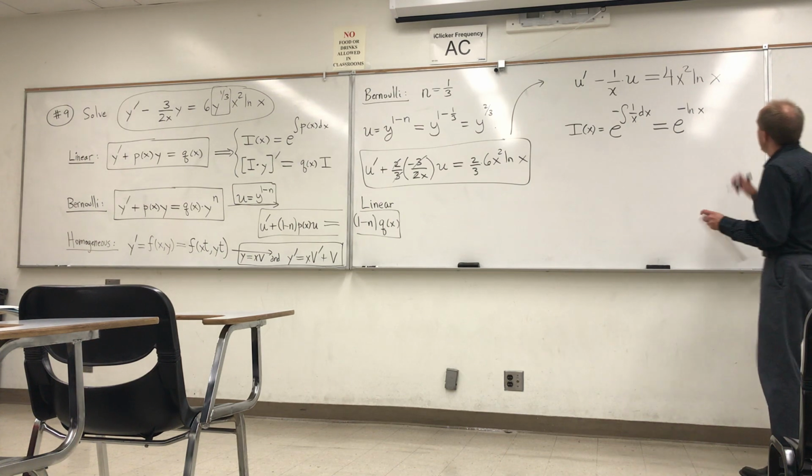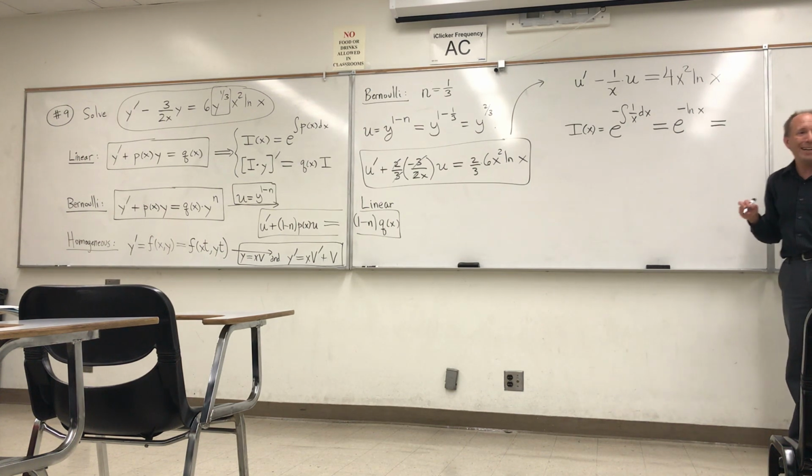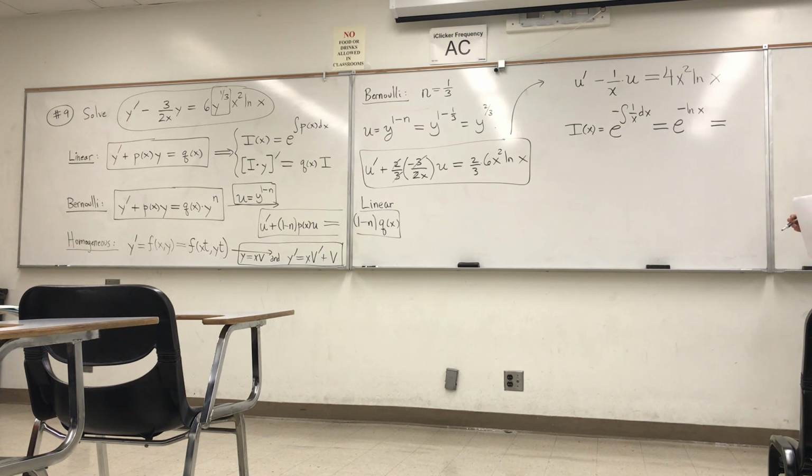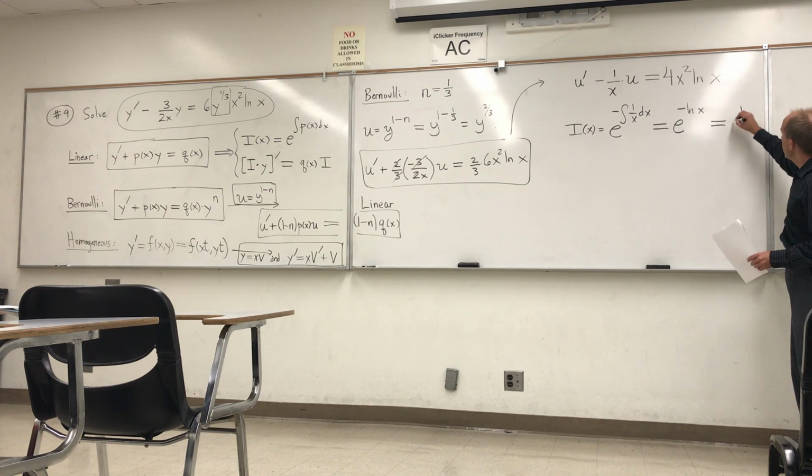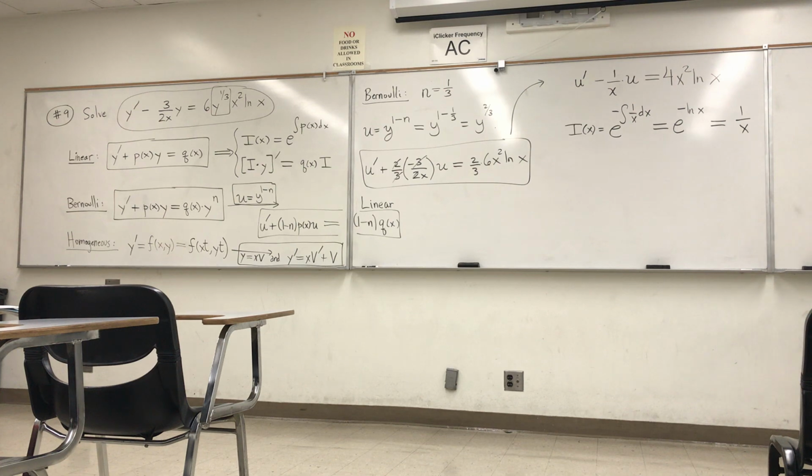So you just choose c to be 0. And so then this becomes what? How does this simplify? E to the negative ln of x? X to the negative 1. X to the negative 1, in other words, 1 over x, exactly. So there's my integrating factor.